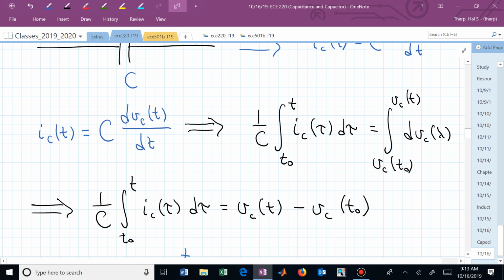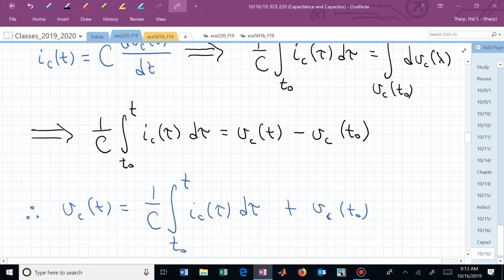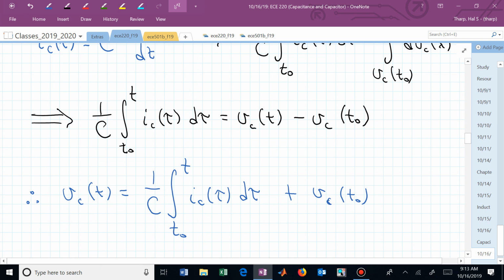And we can't forget the initial condition. The initial condition is important. We'll keep that second term, but now we can solve that equation for the voltage across a capacitor. It's now two parts, just like our inductor had two parts.